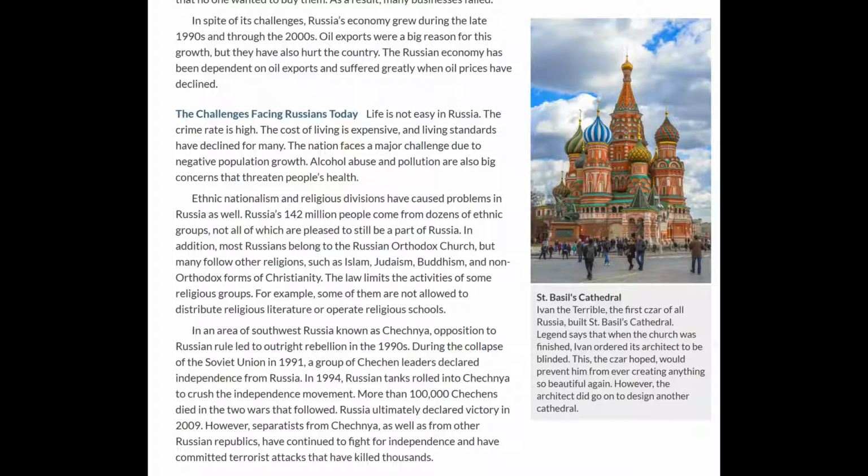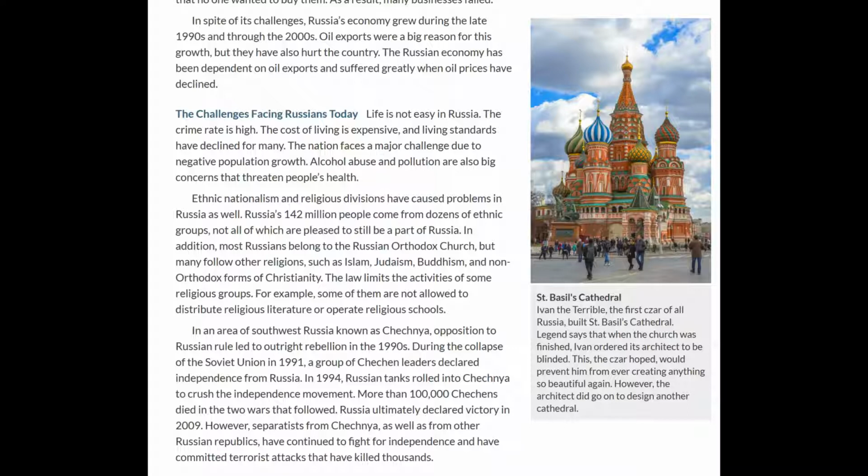Ethnic nationalism and religious divisions have caused problems in Russia as well. Russia's 142 million people come from dozens of ethnic groups, not all of which are pleased to still be a part of Russia. In addition, most Russians belong to the Russian Orthodox Church, but many follow other religions such as Islam, Judaism, Buddhism, and non-Orthodox forms of Christianity. The law limits the activities of some religious groups. For example, some of them are not allowed to distribute religious literature or operate religious schools.